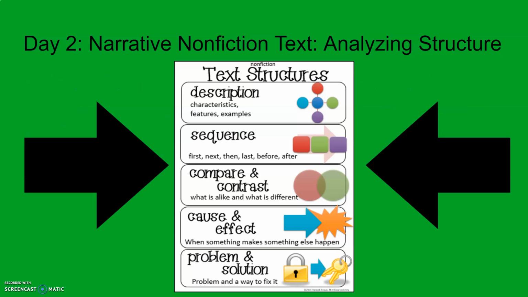Here's an anchor chart I found that I thought you might find useful. We don't really talk about description, but when authors are using the text structure of description, they're mostly using different features, giving you plenty of examples, describing the information. Sequence, using those signal words like first, next, then, last, before, after. Compare and contrast, what is alike and what is different. Cause and effect, when something makes something else happen. Problem and solution, when there's a problem and then you find a way to fix it.